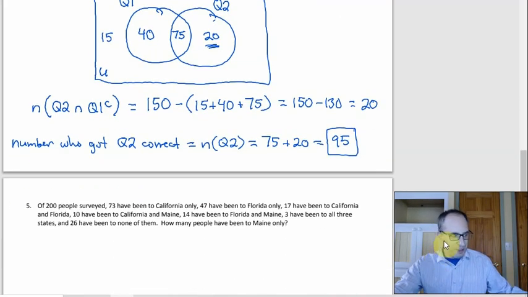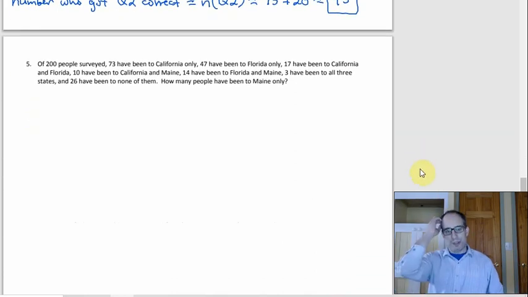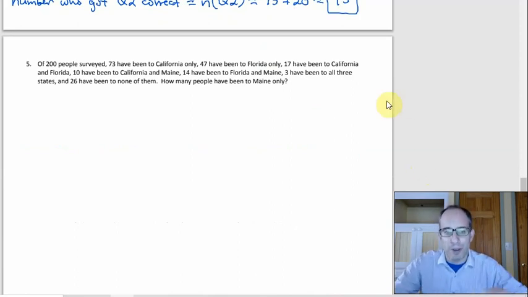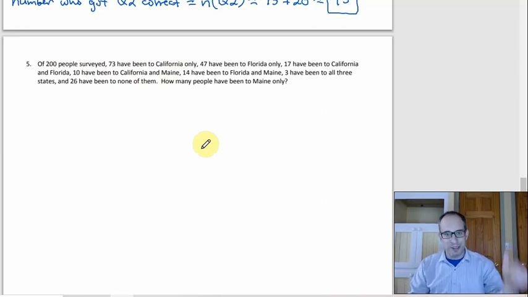All right, last one here. Of 200 people surveyed, 73 have been to California, 47 have been to Florida. And then we're talking about California and Florida again, but then there's Maine. So this is going to be 3 circles, right? Because we've got 3 different events here: going to California, going to Florida, going to Maine.